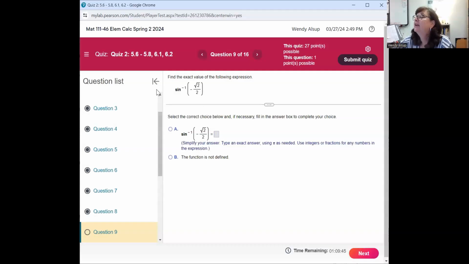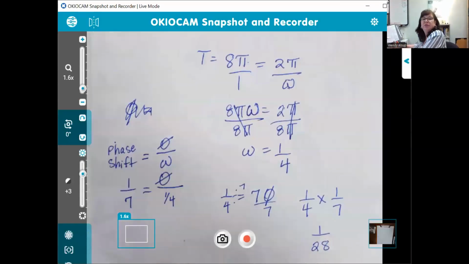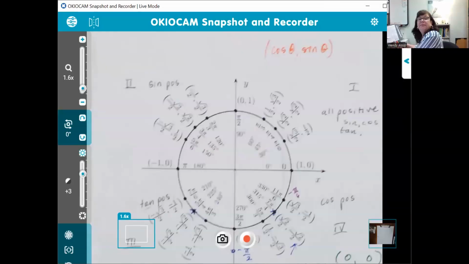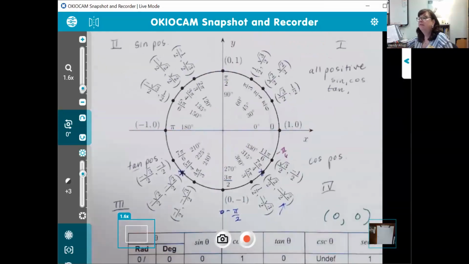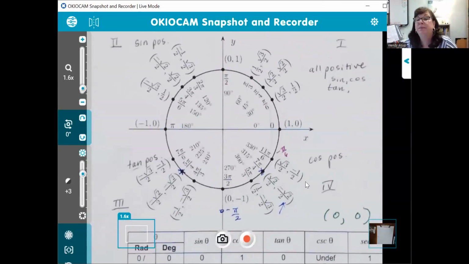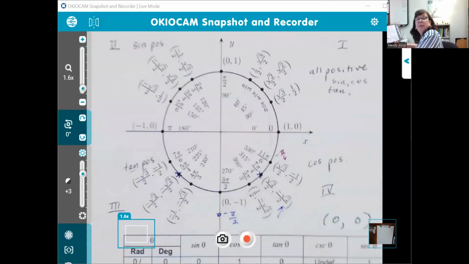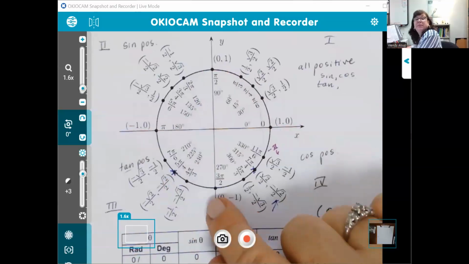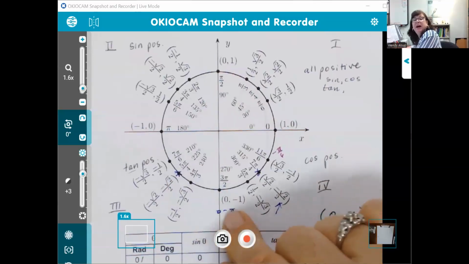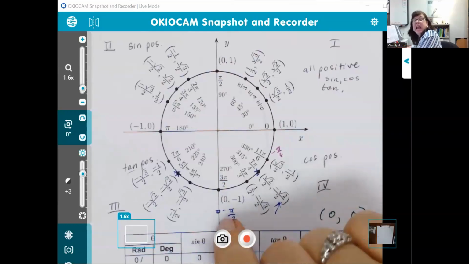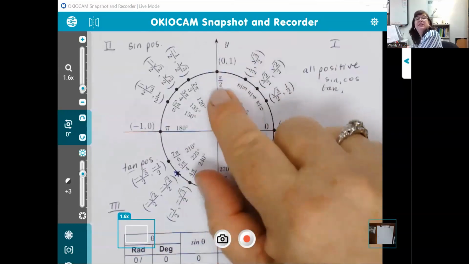Find the exact value of the inverse sine of negative root 2 over 2. All right, I'm going to go back over here, but now I am going to use my cheat sheet. We are interested in the inverse sine of negative root 2 over 2. Remember that inverse sine has to be in between negative pi over 2 and positive pi over 2.